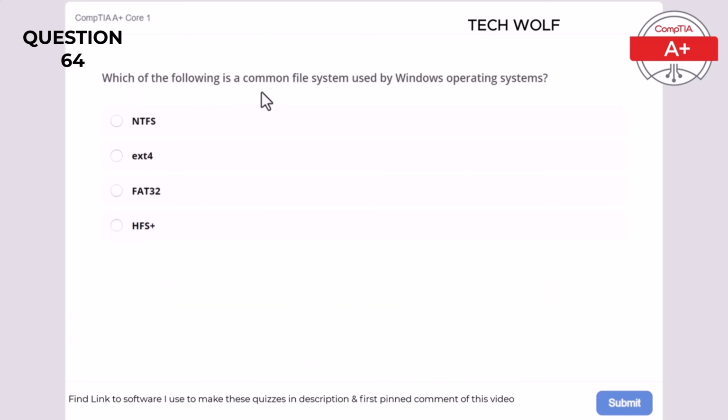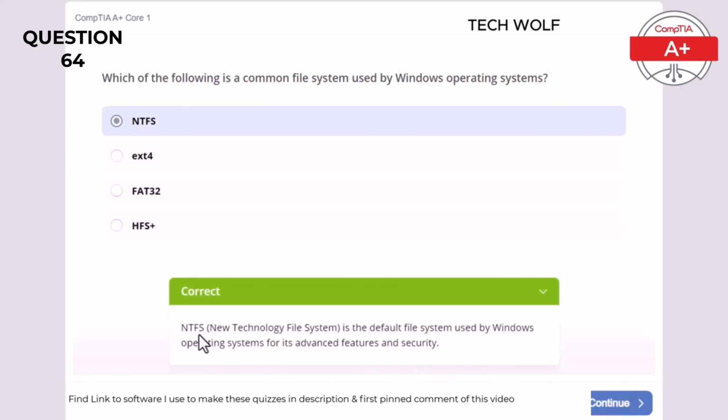Which of the following is a common file system used by the Windows operating system? NTFS, ext4, FAT32, or NFS Plus? And here, the correct answer is NTFS.